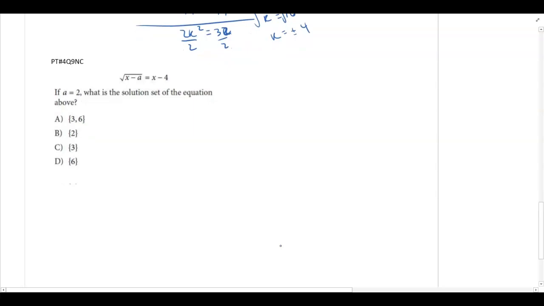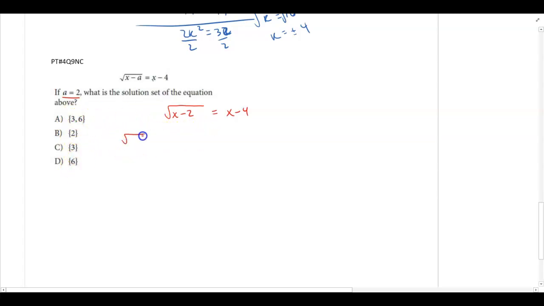All right, the last one here. Again, I know when I square this here, I'm going to have to FOIL that out and solve a quadratic. So I'm actually going to just go ahead and substitute values in. It says if a equals 2, what is the solution set for the equation above? So the square root of x minus 2 equals x minus 4. Now, I know 3 and 6 both have to be plugged in, so I'm just going to go ahead and do that.